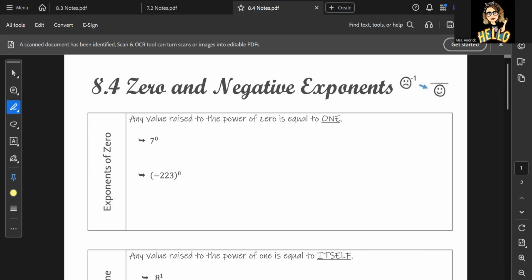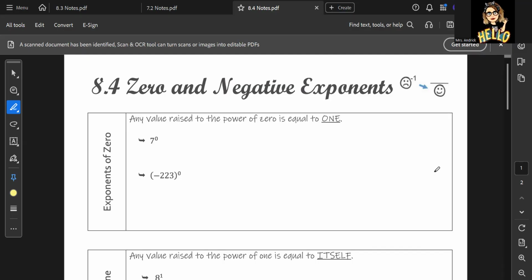All right, so we are talking about 8.4. I think personally that this could be the most complicated one, just because at this point now we're mixing all of the rules together. So the first rule is easy.